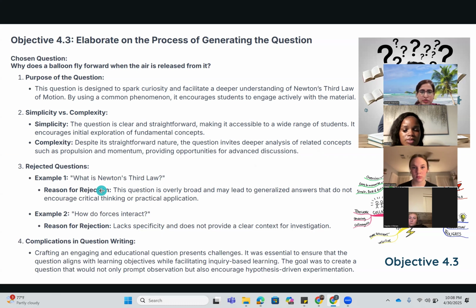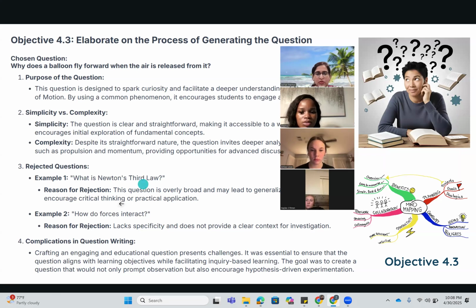We considered choosing "What is Newton's third law?" The reason for rejection is that this question is overly broad and may lead to generalized answers that do not encourage critical thinking or practical explanation. Or we considered "How do forces interact?" It is not specific and does not provide a clear context for investigation.